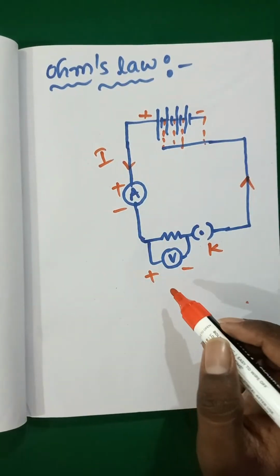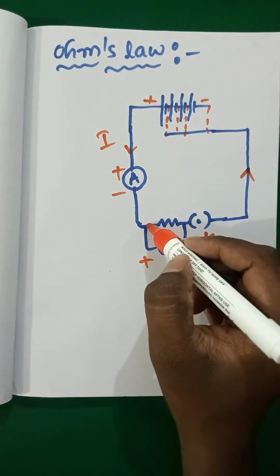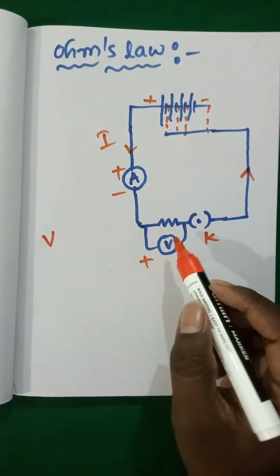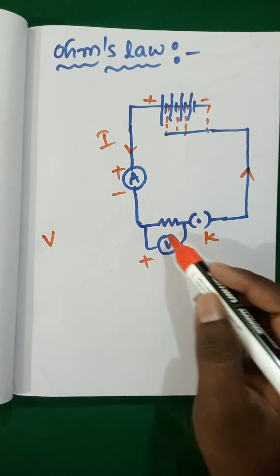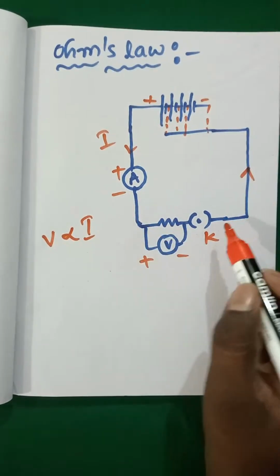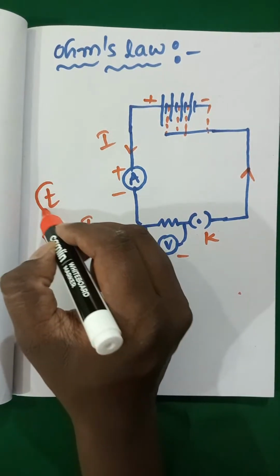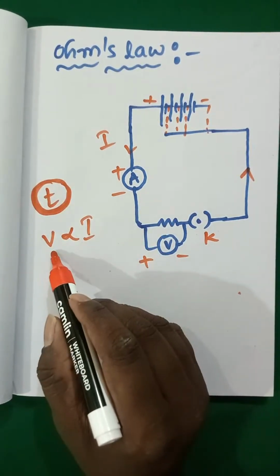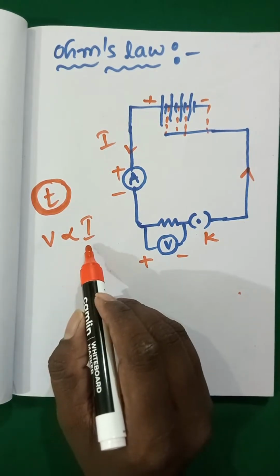Now we can observe carefully the potential difference across a metallic conductor. Here I'm taking the resistor as a metallic conductor. The potential difference across a metallic conductor is directly proportional to the current flowing through it at a constant temperature. Temperature must be constant. At a constant temperature, the potential difference is directly proportional to current flowing through it.